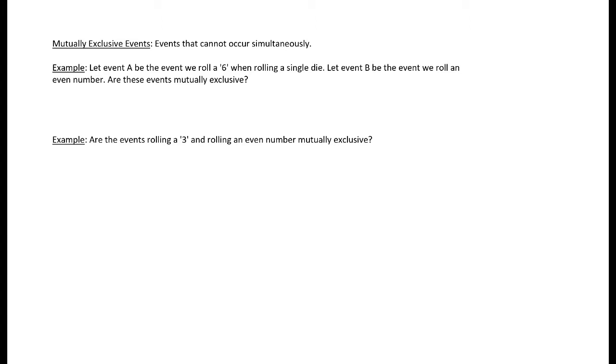For example, let's let event A be the event that we roll the number 6. We're rolling a single die. And let event B be the event that we roll an even number. Are these events mutually exclusive? What you're asking yourself here is, on a single roll, is it possible for us to get both a 6 and an even number? Well, certainly that is possible, right? Because 6 is an even number. Because we're able to have 6 and an even number occur within the same instance, within the same trial, that means that these events are not mutually exclusive.